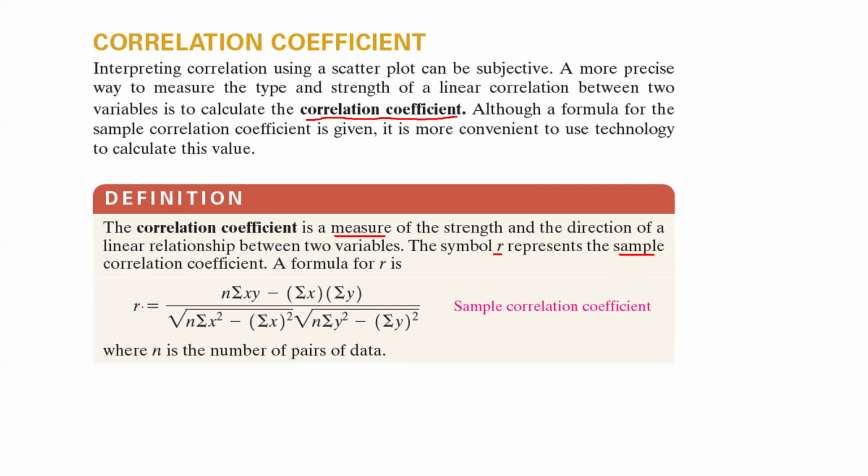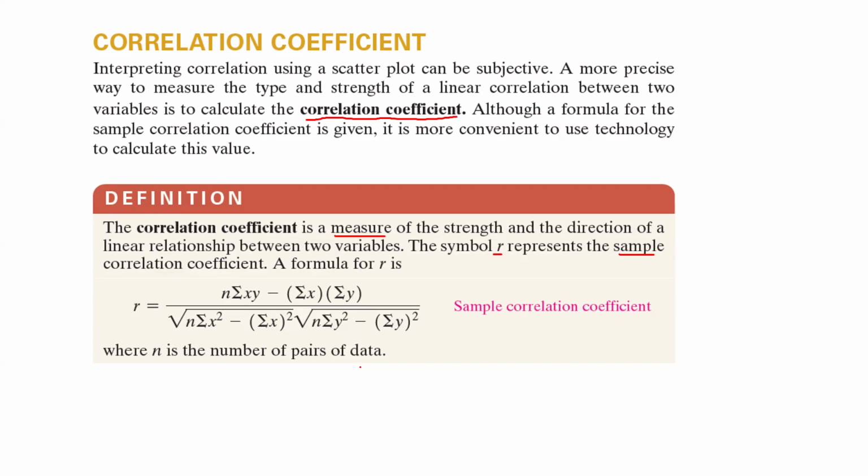The formula is R equals N times the summation of X times Y, minus the summation of X values times the summation of Y values. On the denominator, you have two square roots. Here you have the square root of N times the summation of X squared minus the summation of X to the second power. And then in the second square root, you have N times the summation of Y squared minus the summation of Y to the second power. N is the number of pairs of data.